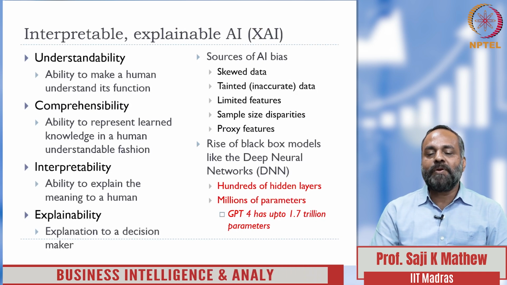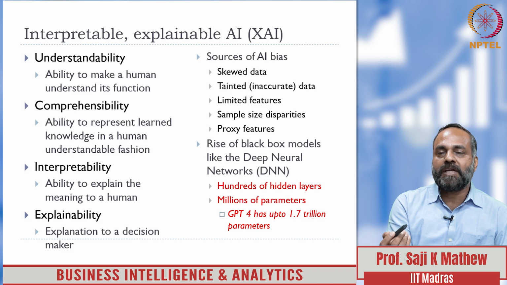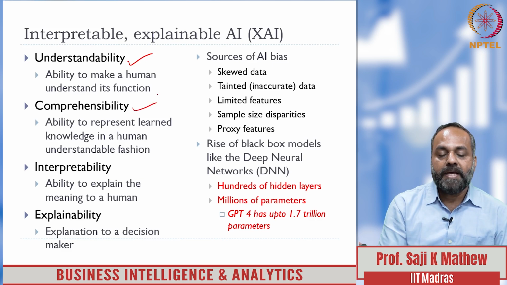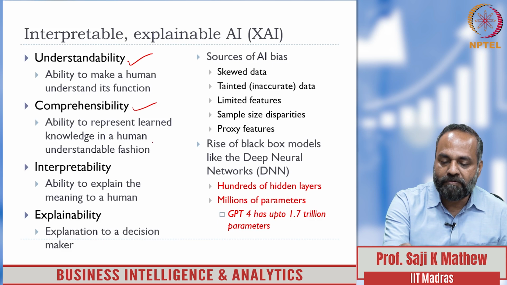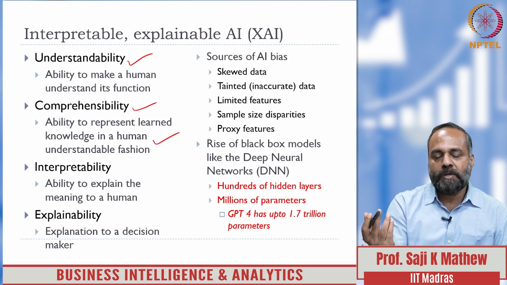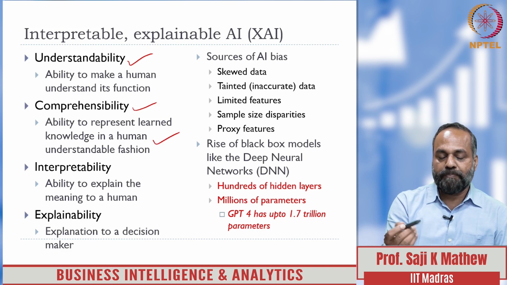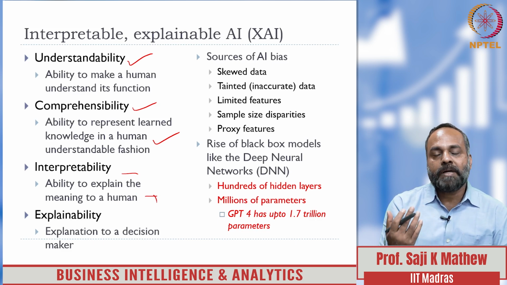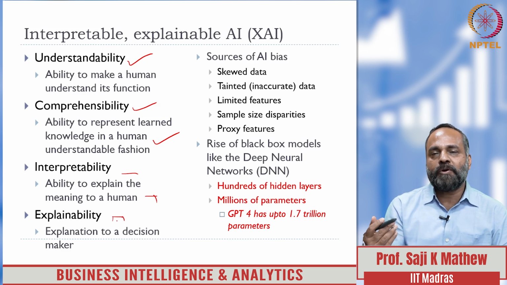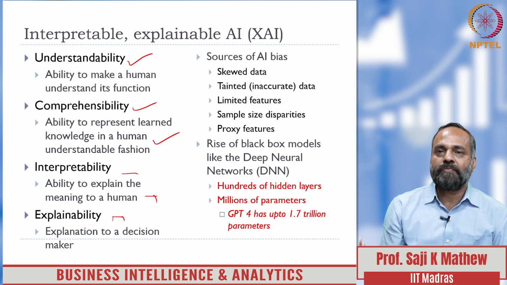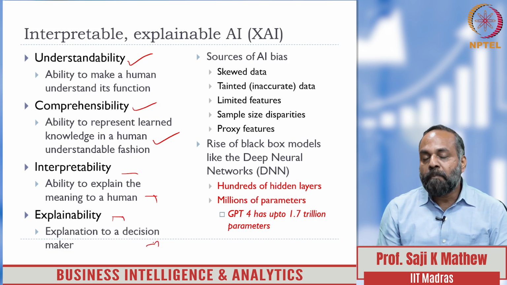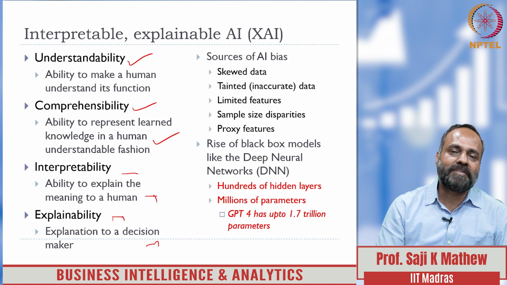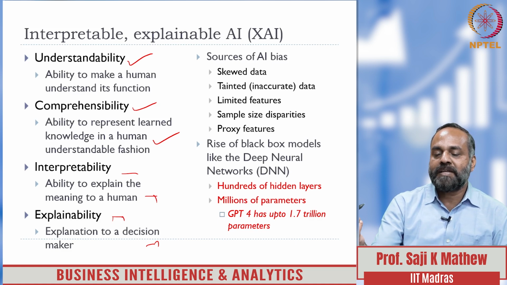So the research community has developed these aspects which are important along with ML and AI models: understandability, the ability to make a human understand its function; comprehensibility, the model's ability to represent learned knowledge in a human understandable fashion, using a diagram or a mathematical formula; and the ability to explain its meaning to a human, not only representation but also interpretability. Explainability is more critical when it produces a particular output or prediction. Why so? It has to be explained. If you fire an employee, the employee should be told the reason why. And why you have low risk in a particular condition should be explainable, otherwise it is not acceptable.